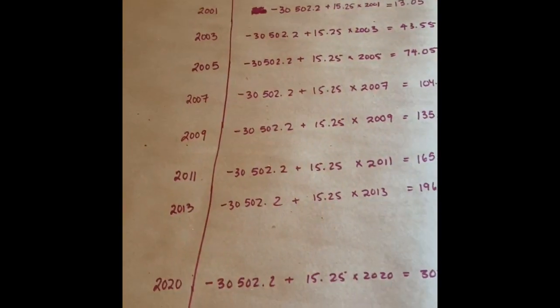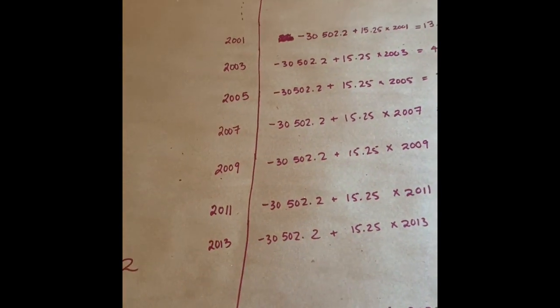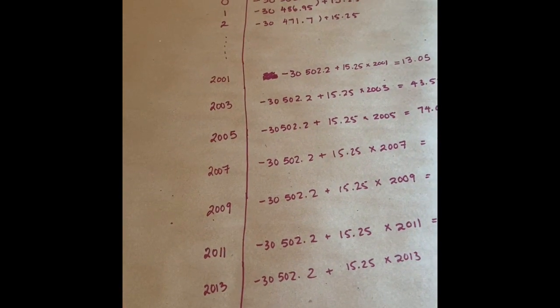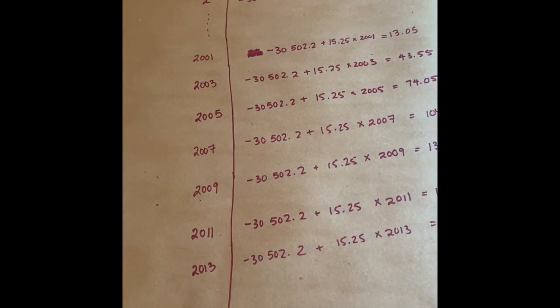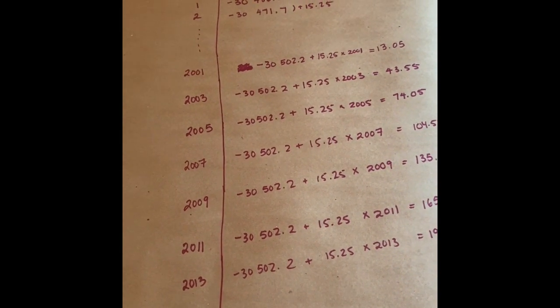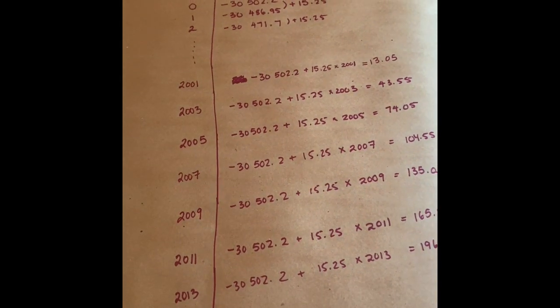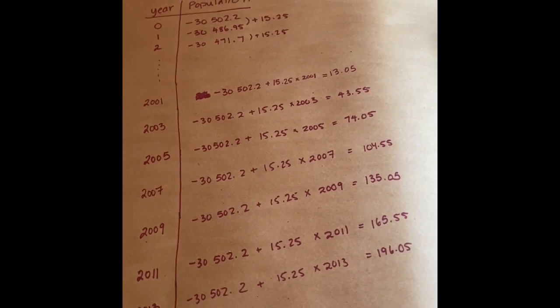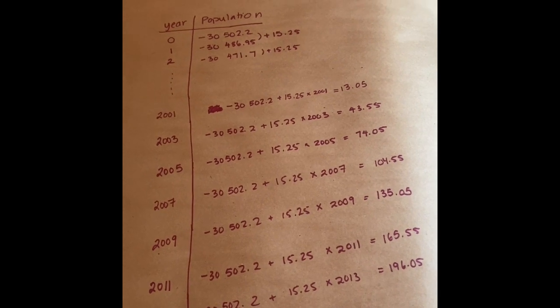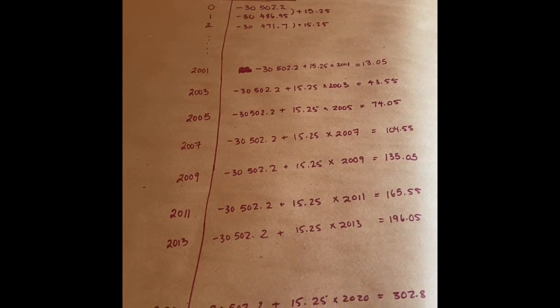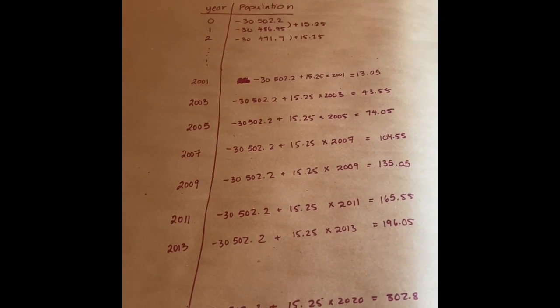Okay, so let's extend my table of values. In 2020, that's this current year, to find how many people there should be according to my pattern, I would start at negative 30,502.2. I'd add 15.25 2020 times, and it would tell me that I can predict that there'll be 302.8 people. That is the point of lines of best fit, to help you make predictions.